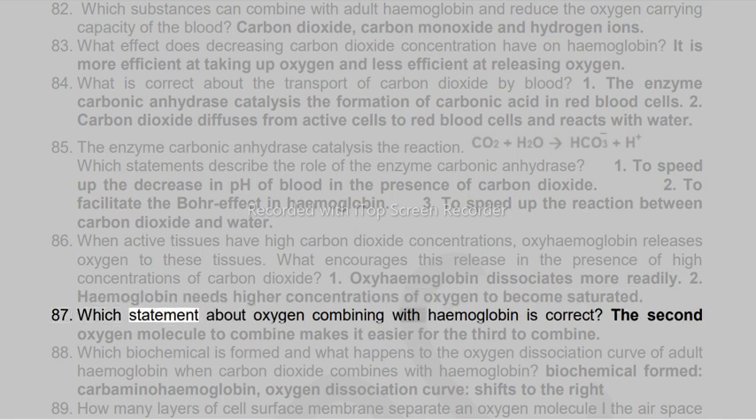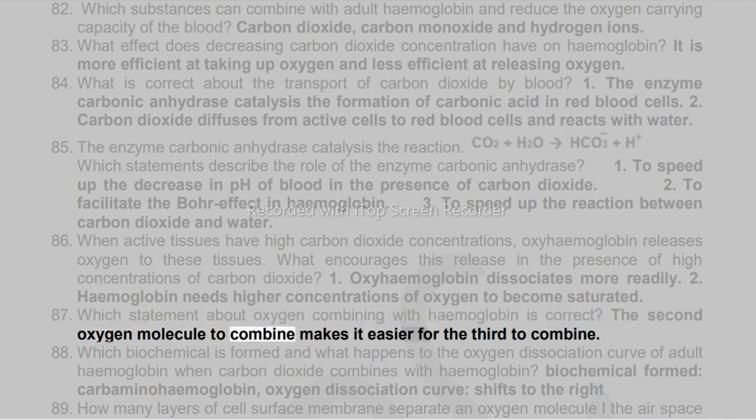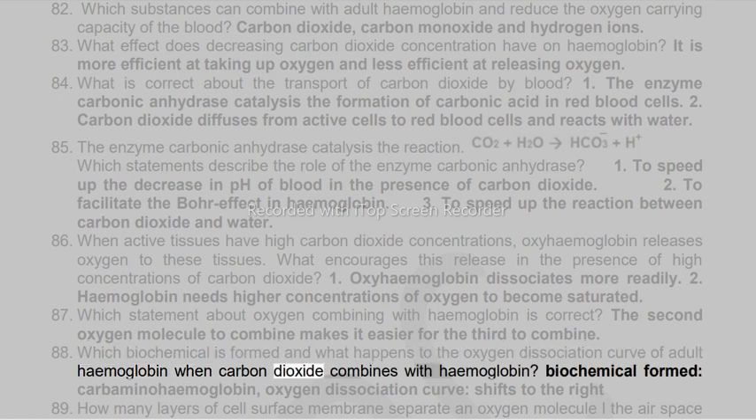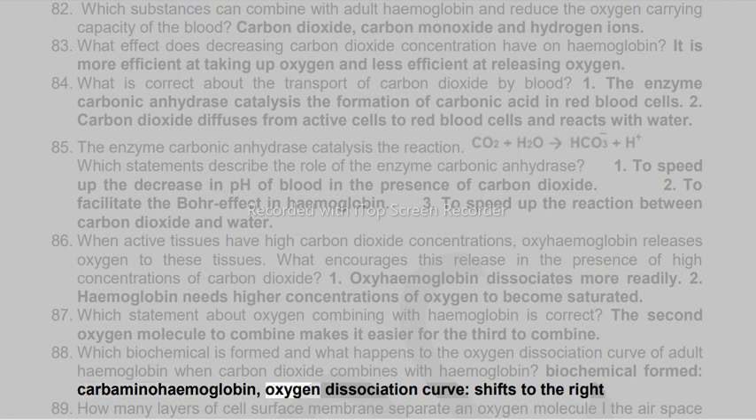87. Which statement about oxygen combining with hemoglobin is correct? The second oxygen molecule to combine makes it easier for the third to combine. 88. Which biochemical is formed and what happens to the oxygen dissociation curve of adult hemoglobin when carbon dioxide combines with hemoglobin? Carbaminohemoglobin; the oxygen dissociation curve shifts to the right.